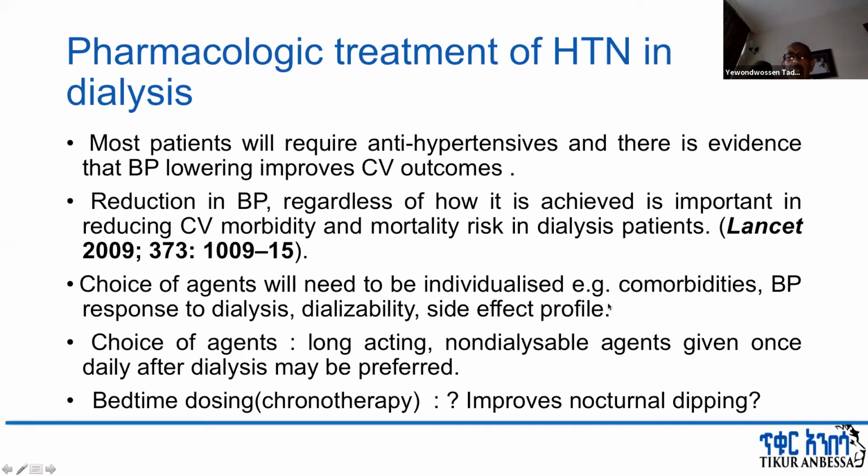So what would dictate the choice of agents would be the presence of comorbidities, the patient's blood pressure response to dialysis, the dialysability of the agents we use, and the side effect profile, which must all be taken into account when we use antihypertensive therapy in patients on maintenance dialysis. Generally, one would want to use long-acting agents that are non-dialysable and can be given once daily, after dialysis.